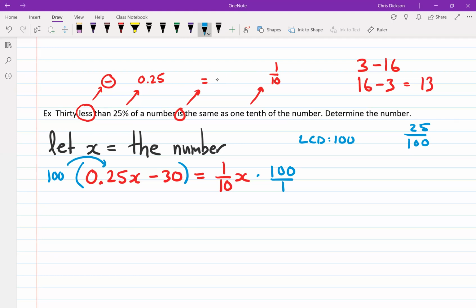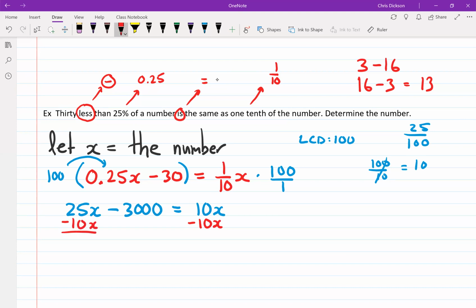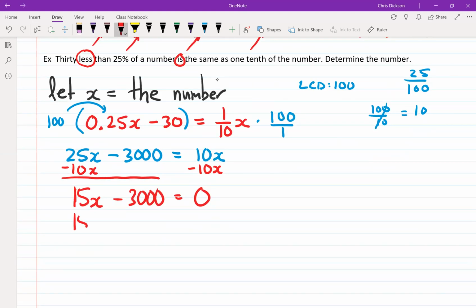So the left side, I've got to do some distribution here. I've got to distribute that in. That's going to give me 25x minus 3,000 equals, now this would give me 100 over 10, so I know that is 10. So this would really be 10x. Let's group our like terms here. I'm going to minus 10x from both sides. If I do that, I get 15x minus 3,000 equals 0. Let's bring the 3,000 over. So I'm going to get 15x equals 3,000.